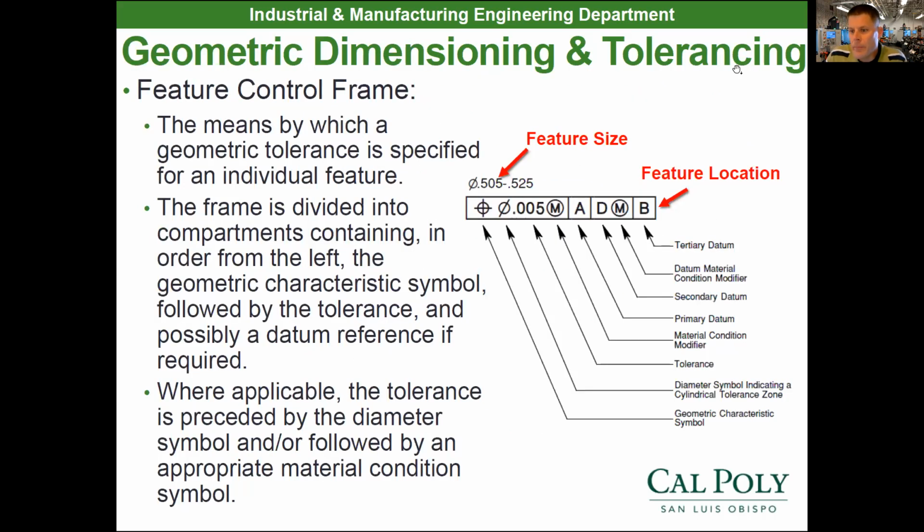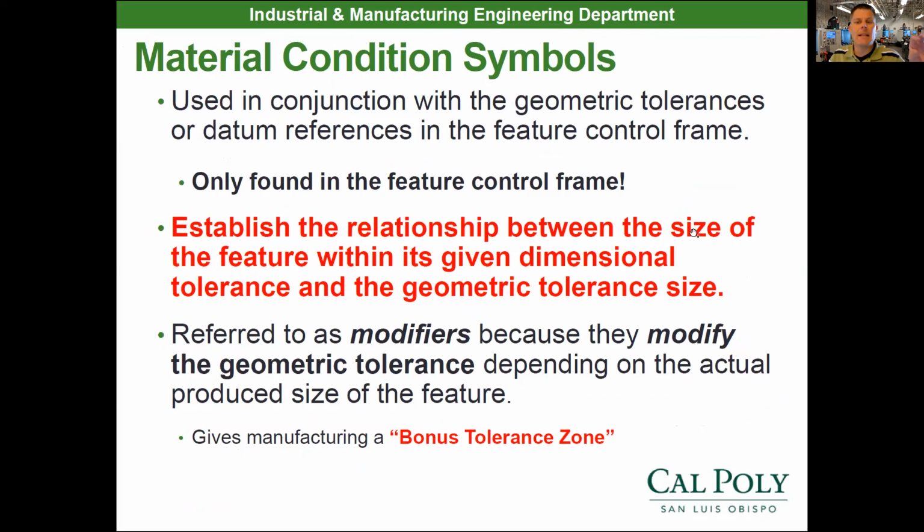Now, in this feature control frame, does everybody see I've got these modifiers, these material condition symbols? Those are known as modifiers because what they actually do is they modify our tolerance. I can now have a dynamic tolerance. I can use these material condition symbols to hold my tolerance when my hole is the smallest and basically open it up as my hole gets larger. So they're used in a feature control frame to give me a bonus tolerance zone when I'm manufacturing.